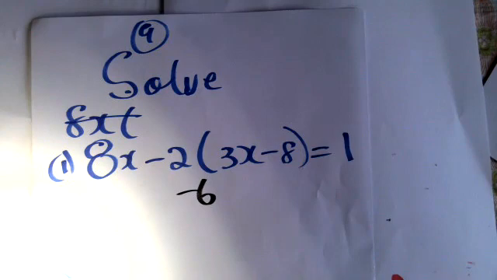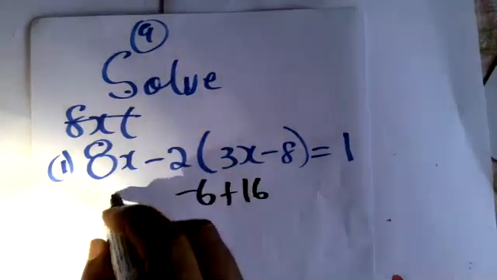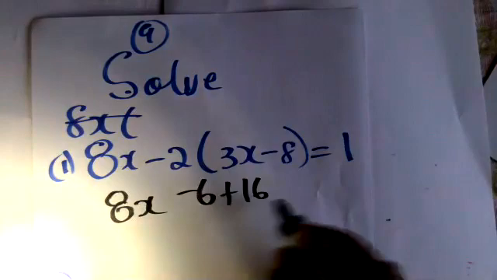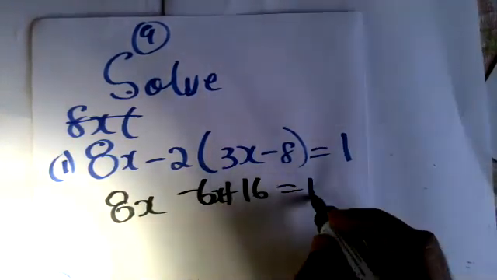Guys, remember, pause the video and try. Those who are on the live, go ahead and do it. All right? Should have done already. Negative 2 times negative 8 gives us positive 16. So this gives us 8x minus 6x plus 16, and x must stay here, is equal to 1.